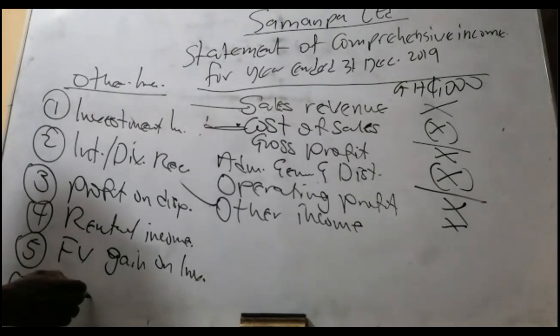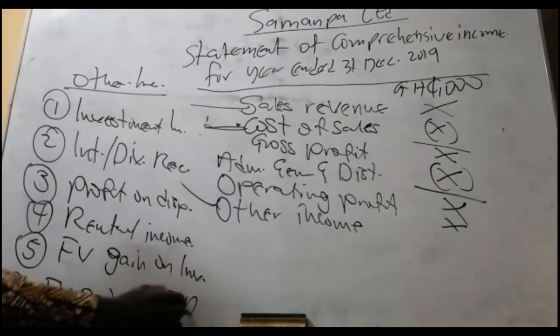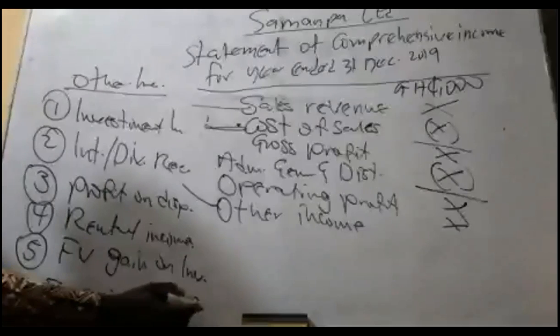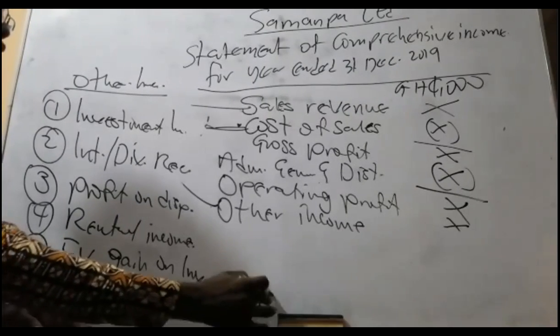So fair value gain on financial assets. Thank God we've done financial assets, right? Especially the equity instrument. If there's any fair value gain, and if you fair value through profit and loss, the gain or loss must be part of the profit and loss. If it is a gain, you add it to other income. Good. Bracket fair value through P&L.